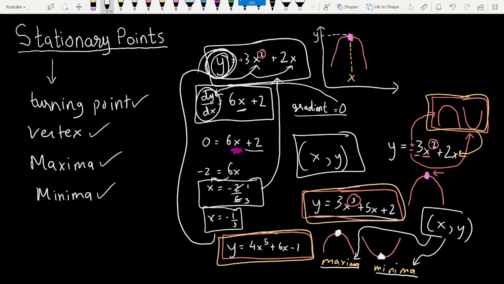So finding the coordinates is not just enough. You also need to know the nature of the stationary point. Is it the top of a hill? Or is it the bottom of a valley? So to understand that nature, we use something which we call the double derivative, and that's what we're going to do in the next video.